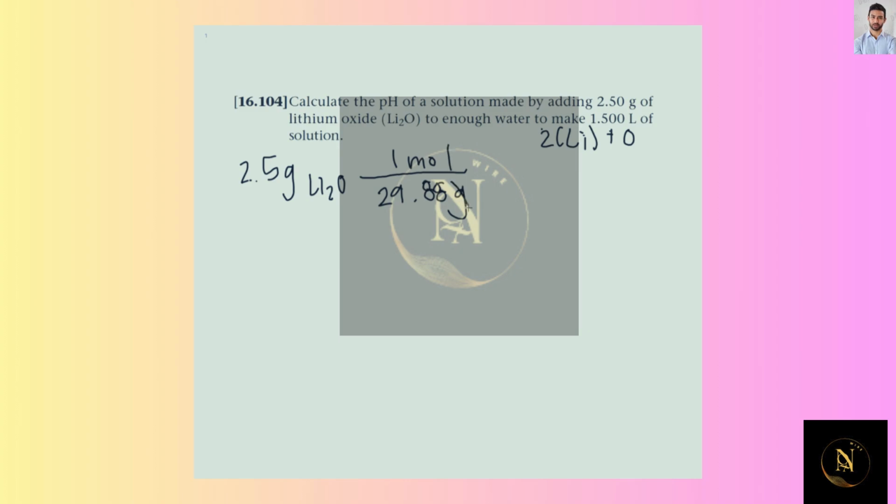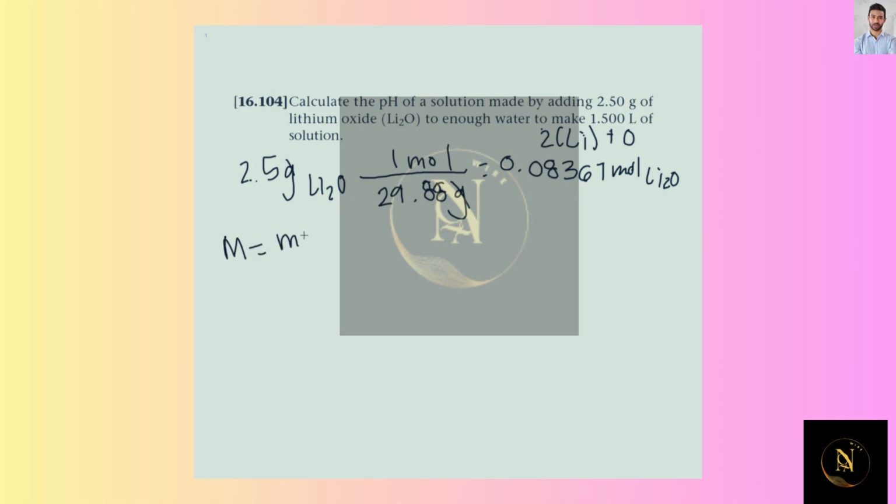So then our grams cancel out with each other. And that number, when plugged into a calculator, 2.5 divided by 29.88, gives us 0.08367 moles of Li2O. So now the next part is to actually find the molarity.